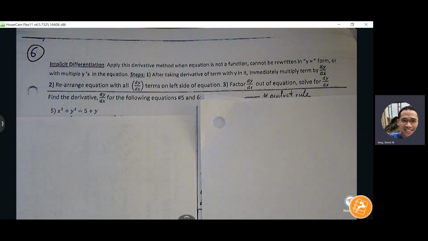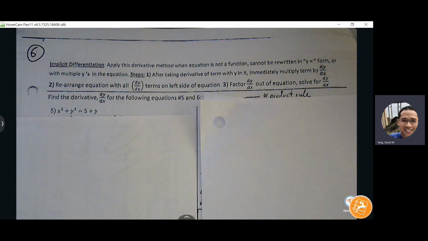So number one, x squared plus y squared equals 5 plus y. You see a bunch of y's sticking out, so that's an indication that I have to keep track of my dy dx. Let's go through this first one step by step. Make sure you're comfortable with the process. Every term is nicely separated. There's no product, chain, or quotient rule. It's just all going to be nice power rule problems.